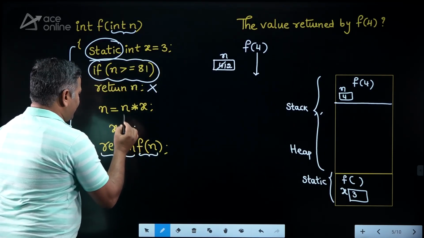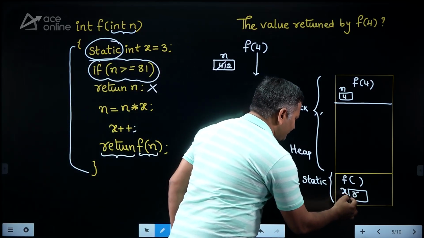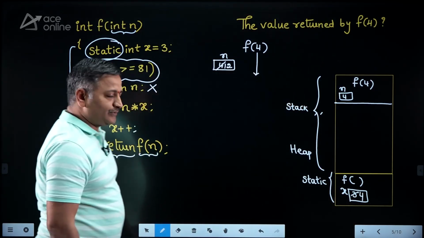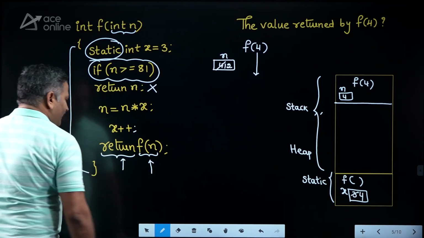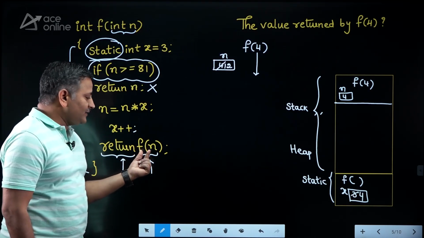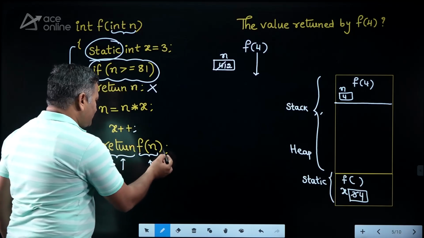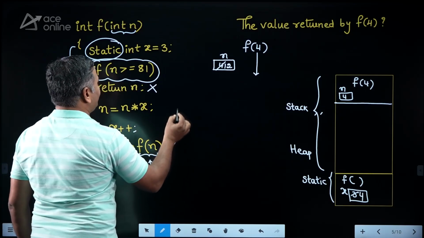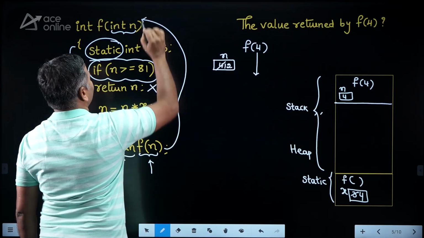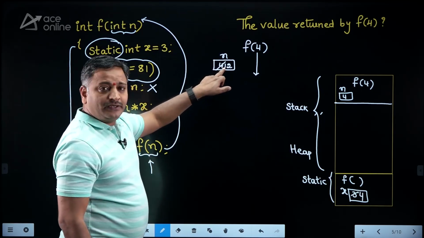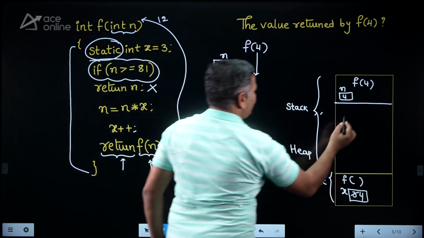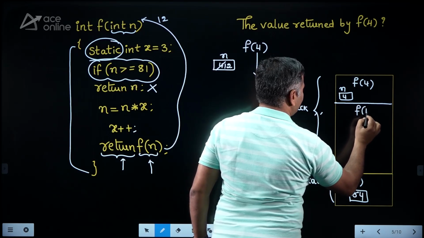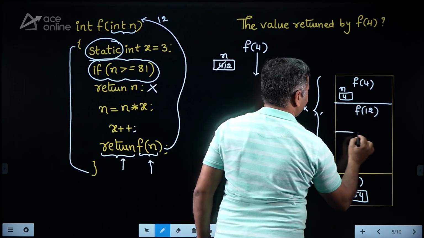Afterwards x will be updated, x plus plus, so 3 becomes 4. Now here is a return statement and it is a function call. According to the operator precedence table, a function call has high priority. So first we need to call the function with the value of n. What is the current value of n? 12. So I am calling the function with input 12.